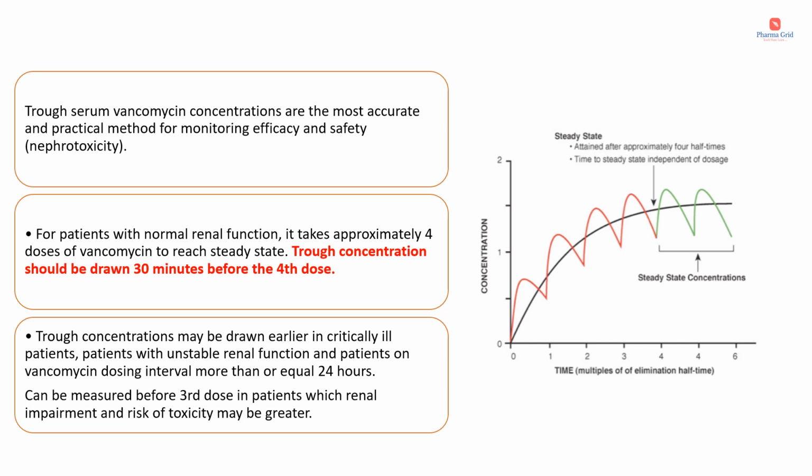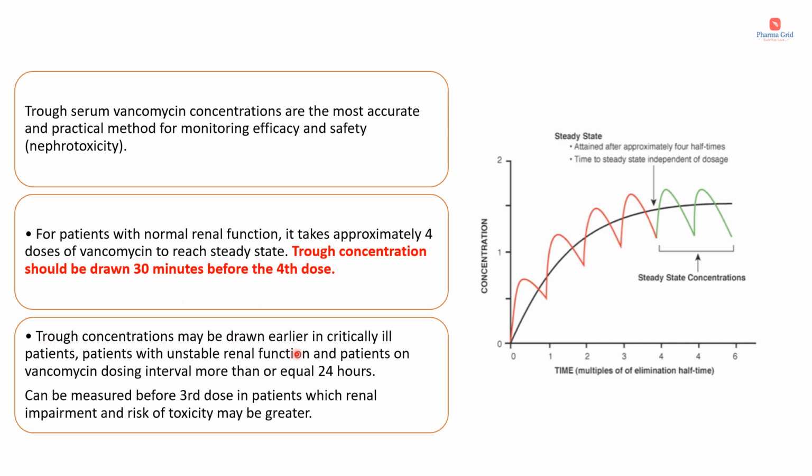The trough serum vancomycin concentrations are the most accurate and practical method for monitoring efficacy and safety. For example, one of the important toxicity of vancomycin is nephrotoxicity. For patients with normal renal function, it takes approximately 4 doses of vancomycin to reach the steady state. So trough concentration should be drawn 30 minutes before the fourth dose.